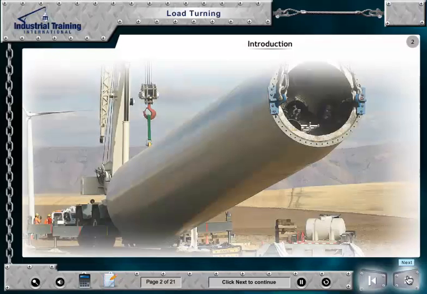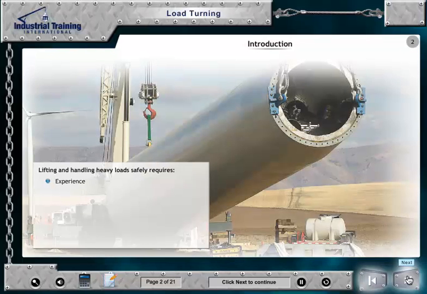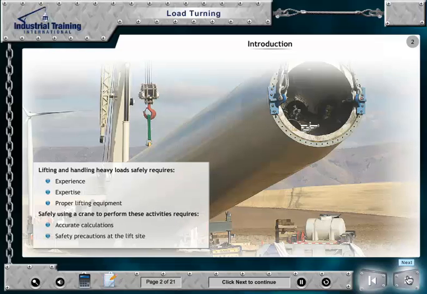Lifting and handling heavy loads safely requires experience, expertise, and the proper lifting equipment. Activities such as lifting, transferring, and turning a load can seldom be done without the help of a crane. Safely using a crane to perform these activities requires accurate calculations and a number of safety precautions at the lift site. This module focuses on the calculations and precautions required to perform load-turning operations.